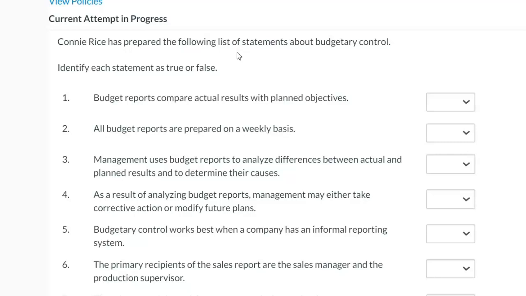Royce has prepared the following list of statements about budgetary control. Identify each statement as true or false. Okay, can all hear me? Yes. Budget reports compare actual results with planned objectives. True.